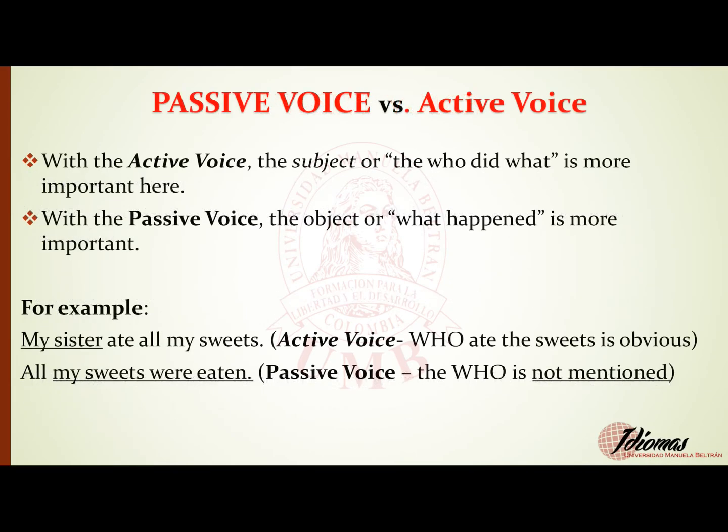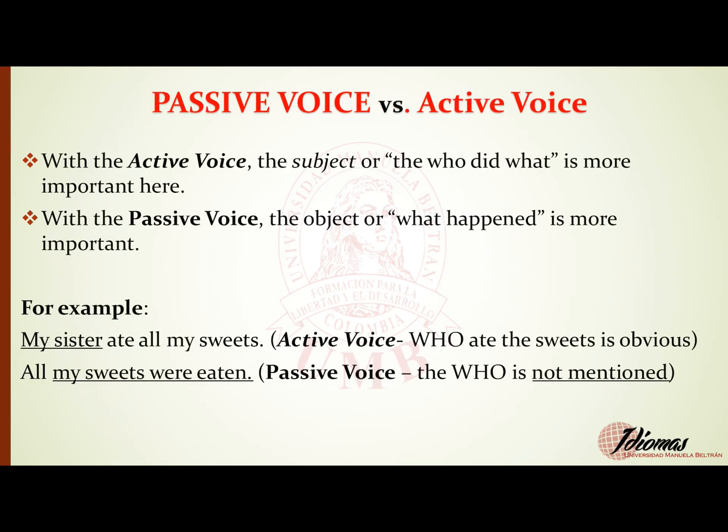Let's continue. What is the difference between the passive voice and the active voice? This is very important, guys. You need to know the difference in order to be able to identify each of these. With the active voice, the subject or the who did what is more important. However, sin embargo, with the passive voice, the object or what happened is more important. For example, in the example I gave earlier, my pencil was broken. What happened? My pencil was broken.